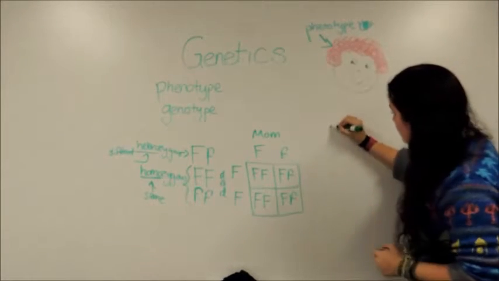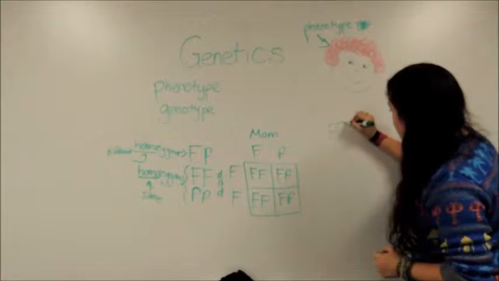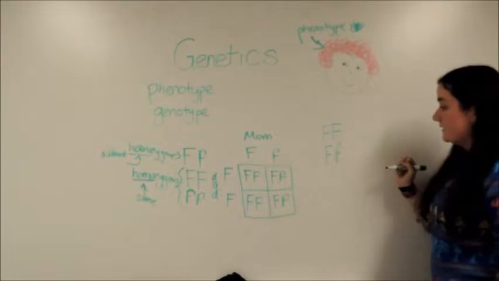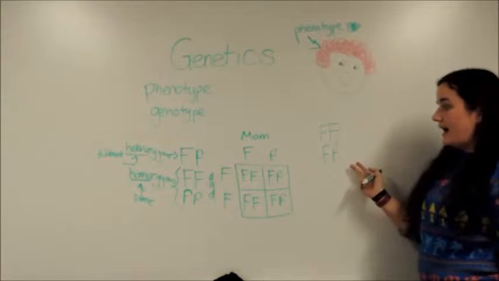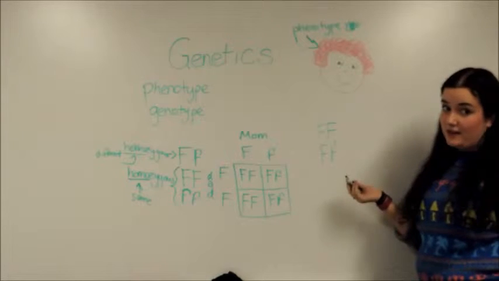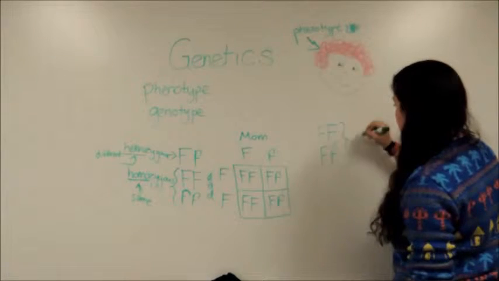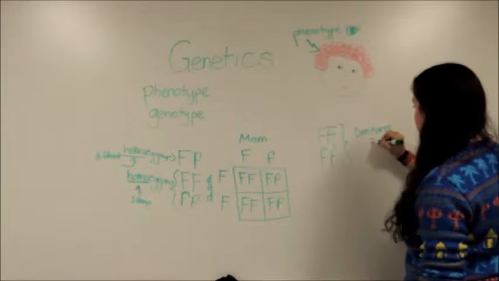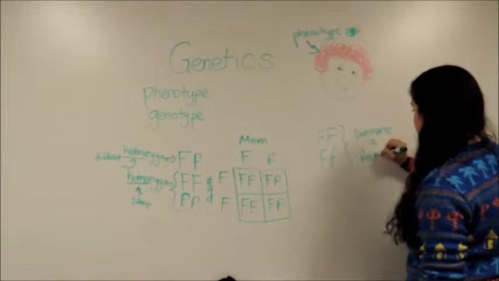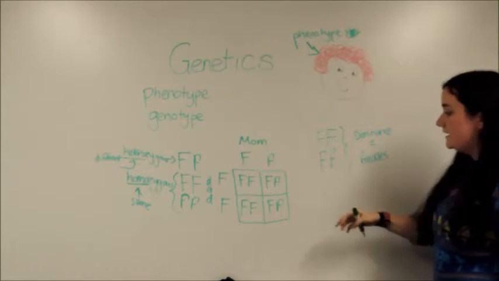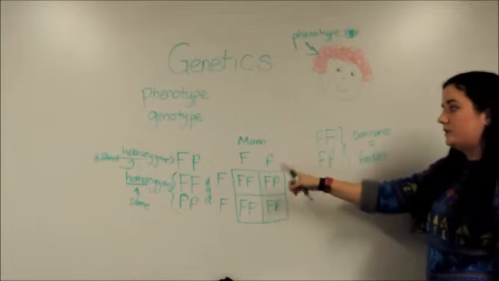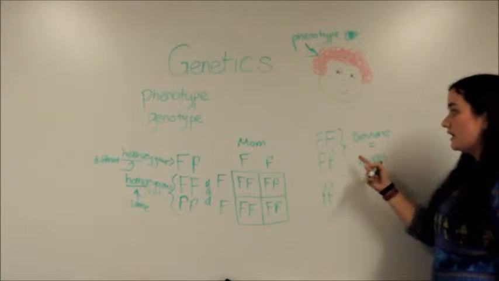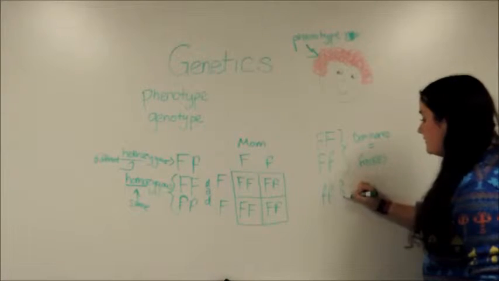And what these F's actually mean is if you have two big F's, or one big F and one little f, that means that you have dominance, which means that you're going to have freckles. And if you have two little f's, which we didn't see here, that means that those are both recessive, so you're not going to have the gene that you need to have freckles.